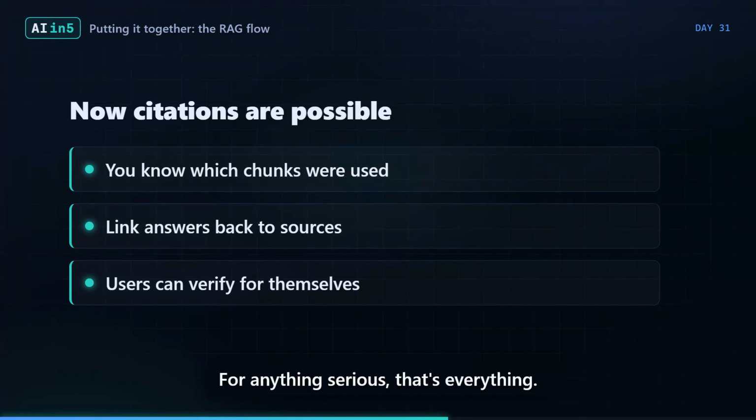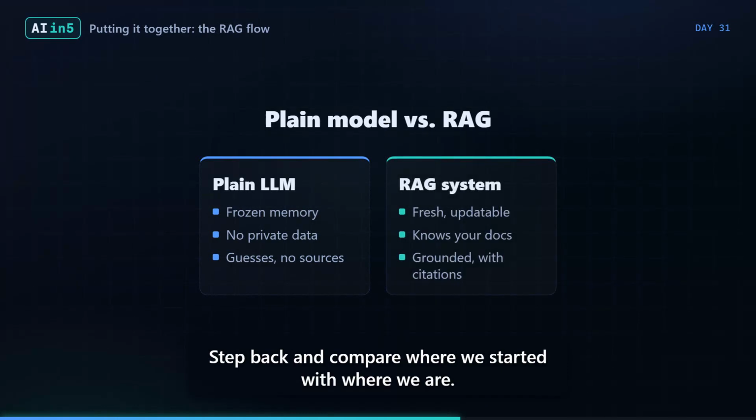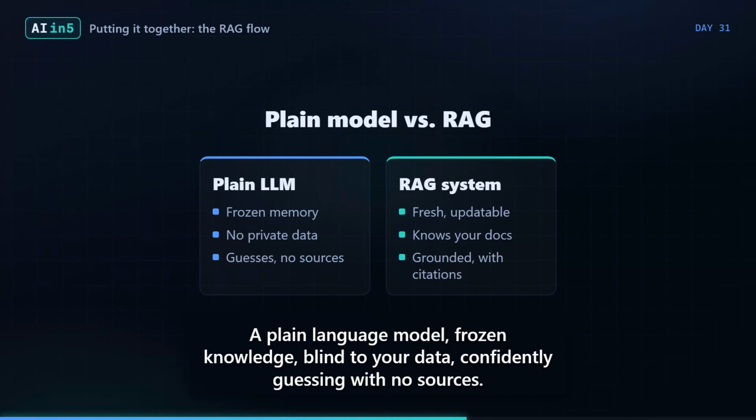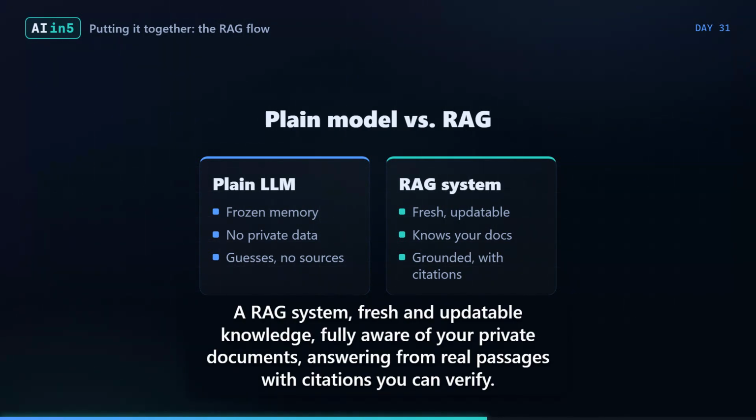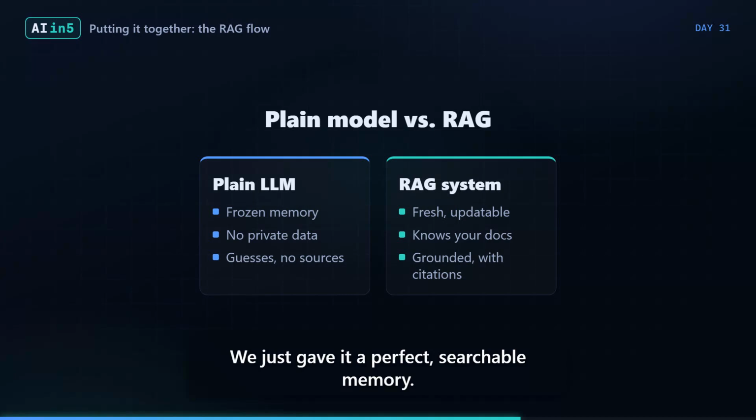Step back and compare where we started with where we are. A plain language model: frozen knowledge, blind to your data, confidently guessing with no sources. A RAG system: fresh and updatable knowledge, fully aware of your private documents, answering from real passages with citations you can verify. Same underlying model. We just gave it a perfect, searchable memory. That's the entire leap this module was about.